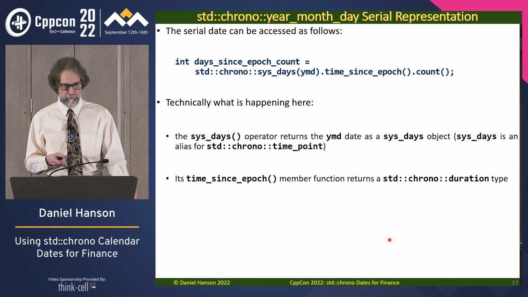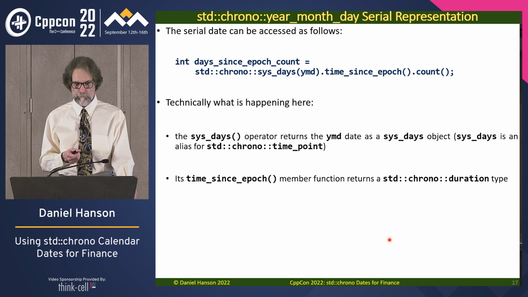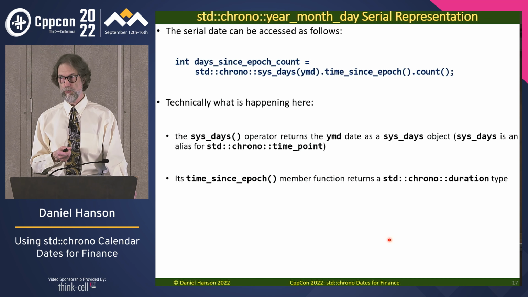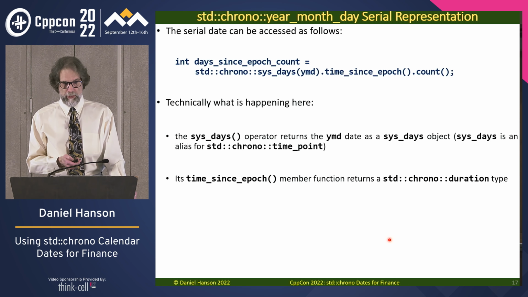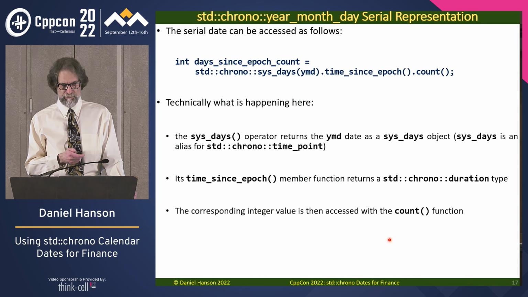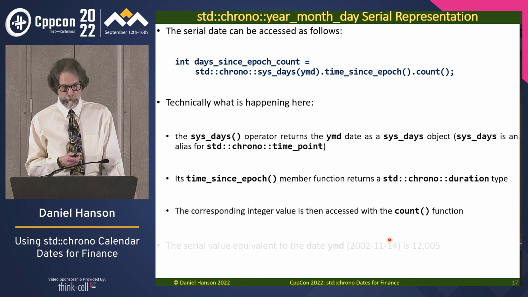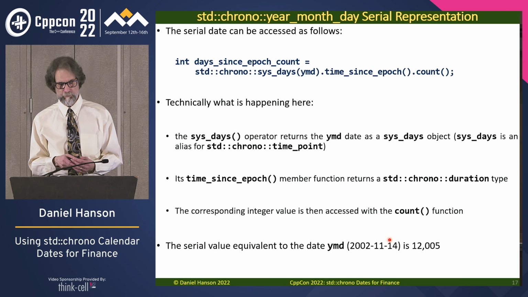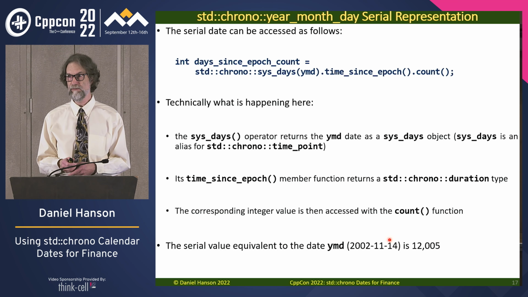Then by calling the time_since_epoch function, that will return a std::chrono::duration. Again, it's something that you might be familiar with. And then you call the count function on that, and that will give you the corresponding integer value, the serial date. So going back to our earlier example, November 14th, 2002, the serial date would be 12,005.